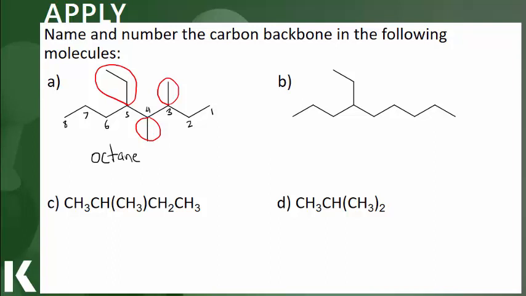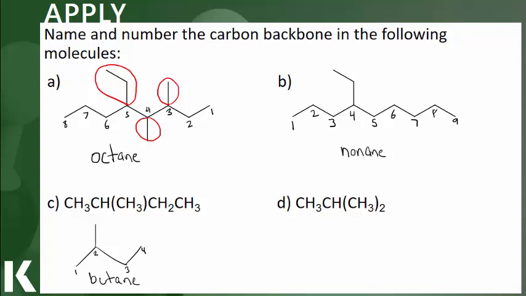B should be a little simpler because there's only one substituent. We want the substituent to have the lowest number, so we'll number this molecule from left to right. 1, 2, 3, 4, 5, 6, 7, 8, 9, which is a nonane backbone. C has the condensed formula, and we can see it's tough to name and number the backbone without being able to visualize the chain. It might look like a 5-carbon chain because we immediately see 5 carbons, but when it's drawn out, it's actually a 1, 2, 3, 4 carbon chain and therefore a butane backbone.